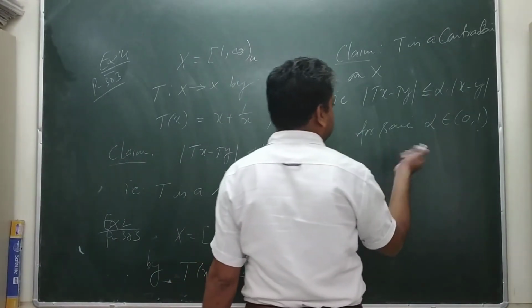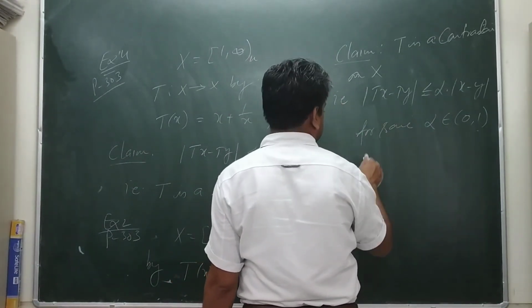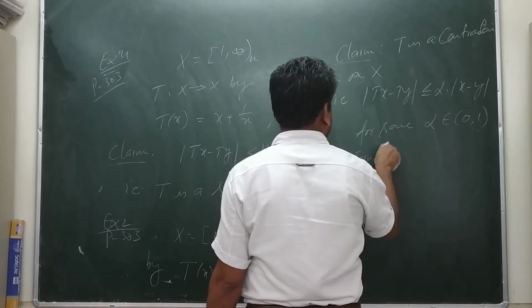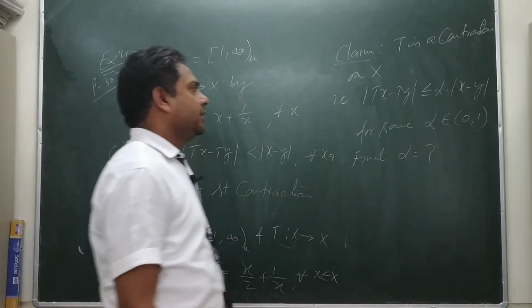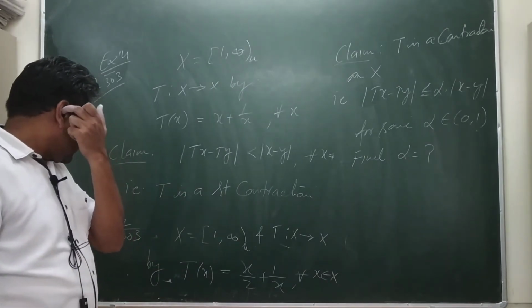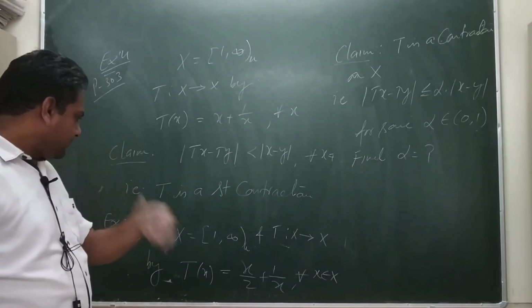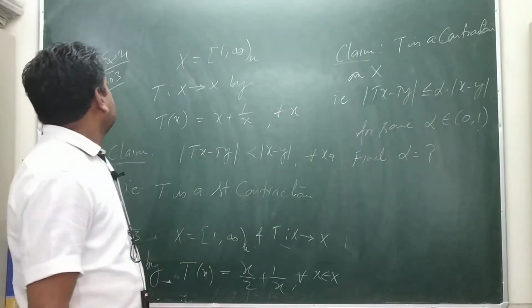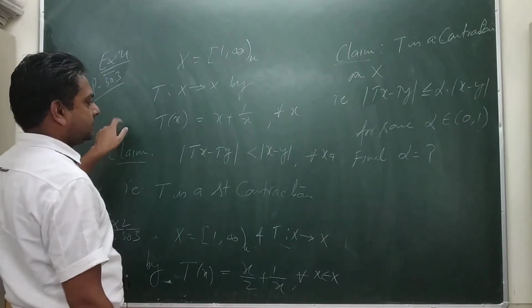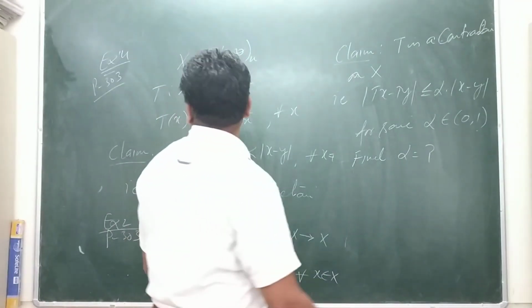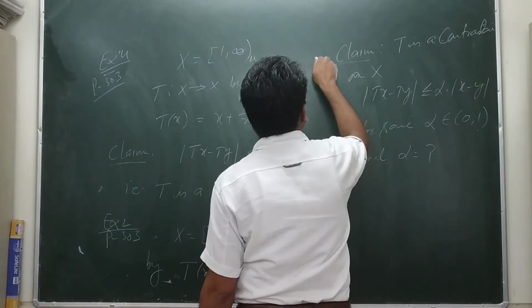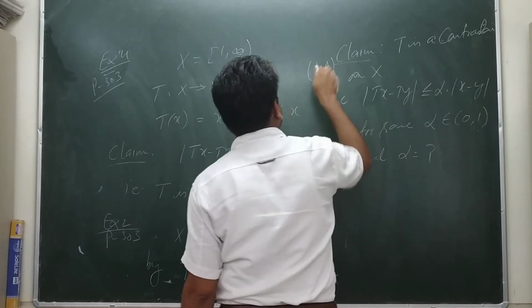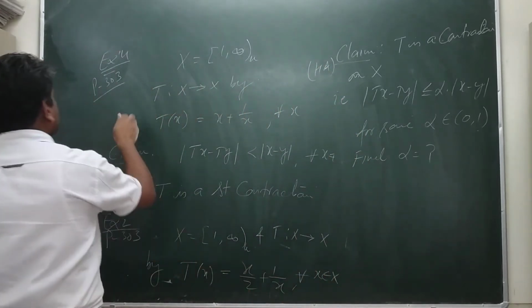So the question is to find this alpha, what is the value of alpha here. You can start with this and then go on. This is just for your exercise. These two exercises are for your assignment. This is your assignment, and this is also for your assignment.